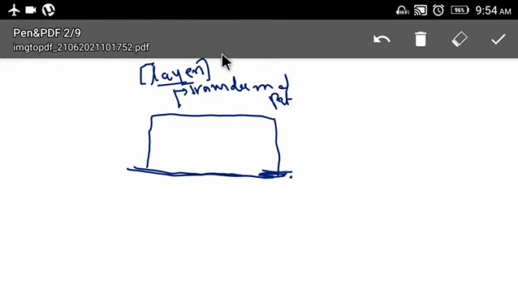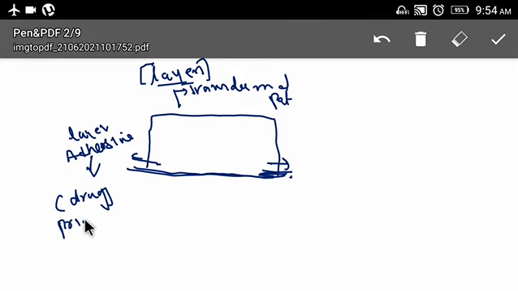Let's see the layers. The immediate layer of the transdermal patch above the skin is the adhesive layer. As the name itself indicates, it adheres the patch to the skin. Clear? And this adhesive layer contains the drug as a priming dose.